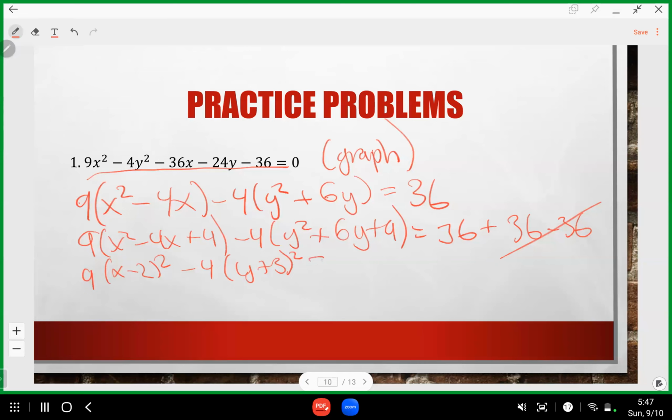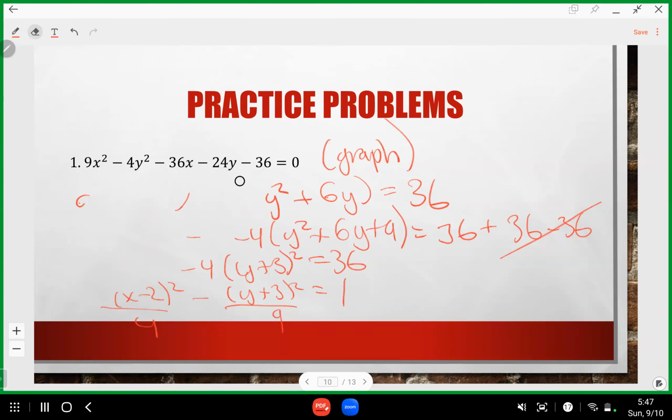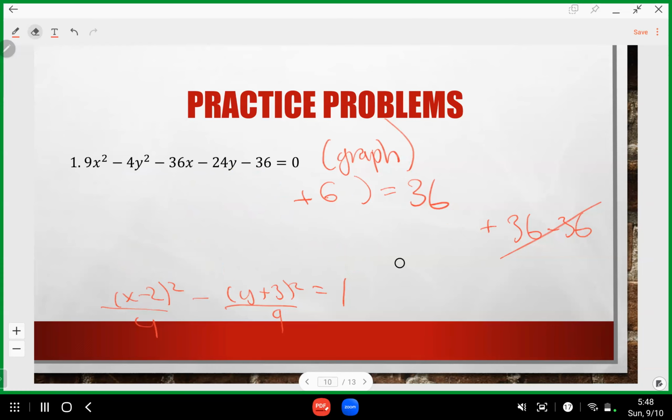And then that is equal to 36. Then we divide both sides by 36 to get the a squared and b squared. So (x minus 2) squared over 4 minus (y plus 3) squared over 9 is equal to 1. Okay, so very good. So now we have the equation, right? So let me just erase all of this so we have space to actually graph it.